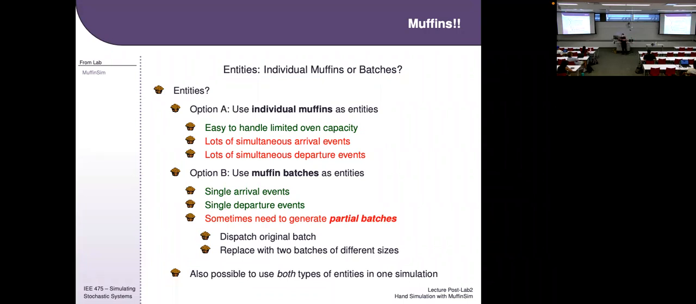All right, any questions about this idea of using batches as entities? Instead of every muffin being an individual entity, as you might think because the stats might be at the muffin level, we're actually using the batches, like groups of muffins, as entities, and then possibly having to break those groups up. Does that make sense? Hopefully it does. You've all done the lab at this point, or most of you have.